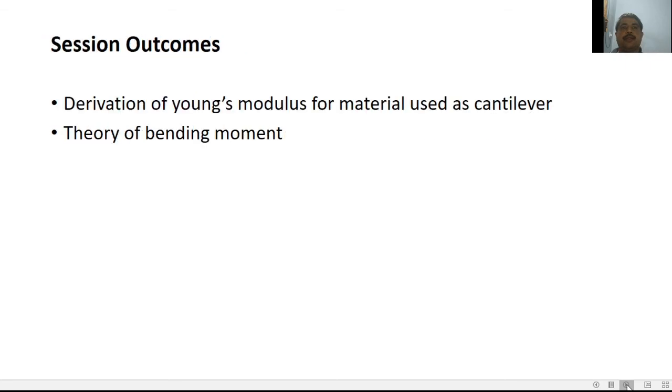Today I am going to explain the bending moment and cantilever.